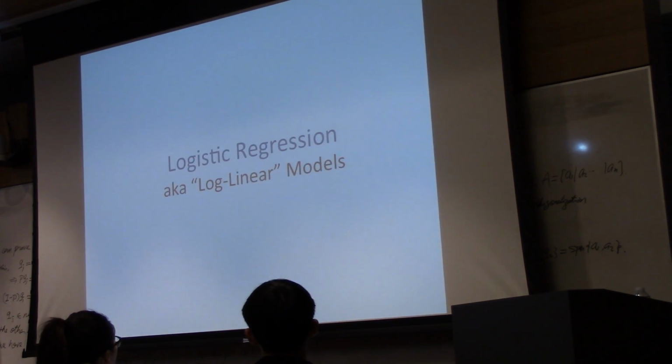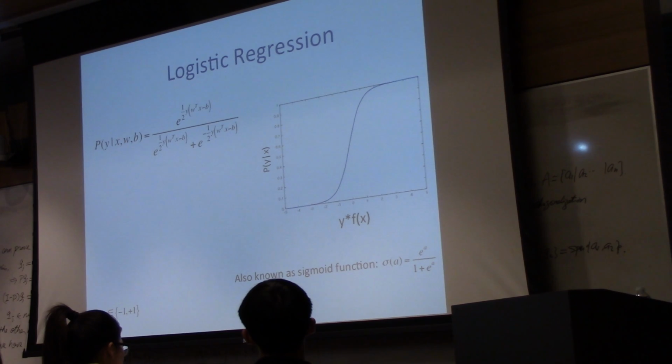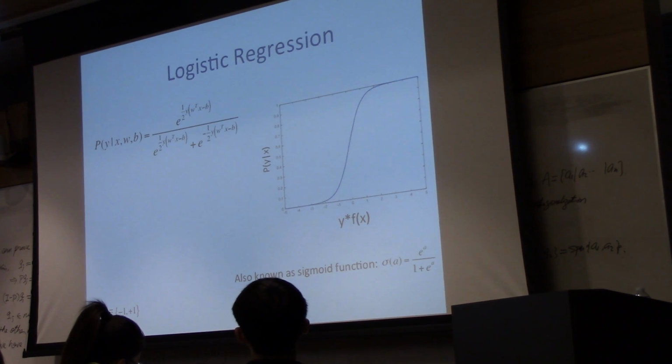Okay, so now let's move on to logistic regression, also known, perhaps incorrectly, as log linear models. This is what logistic regression looks like. It's actually a probabilistic model. It posits a probability, again just for binary classification, of the label y being 1 or -1 for some input x. It's a standard S-shaped curve, and this S-shaped curve is defined by this formula.